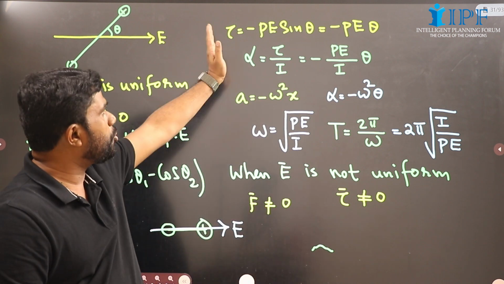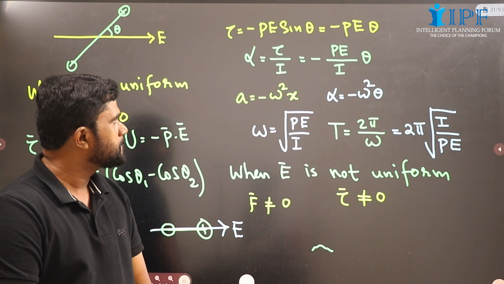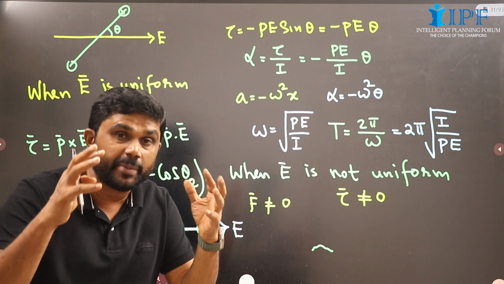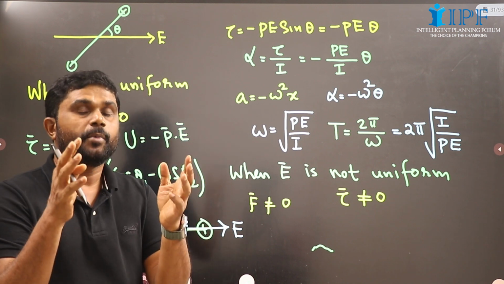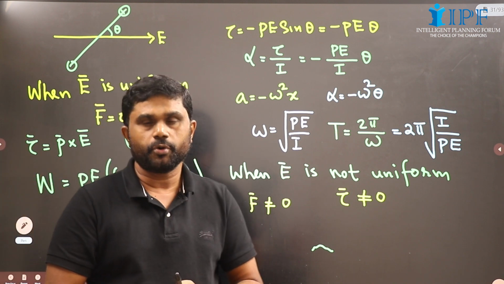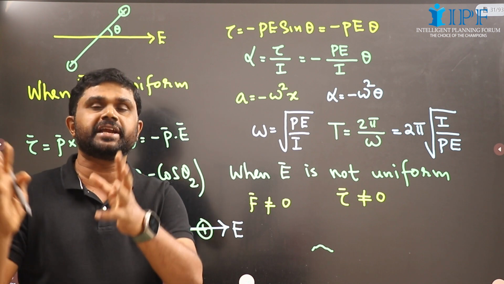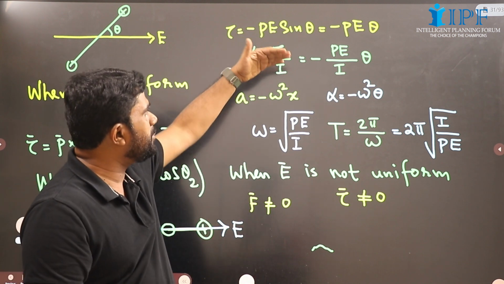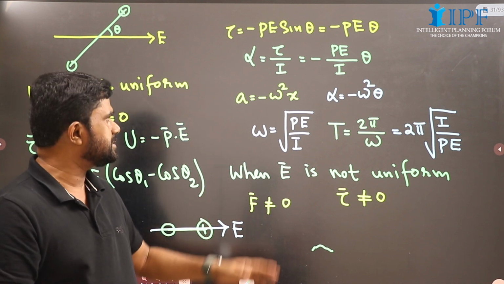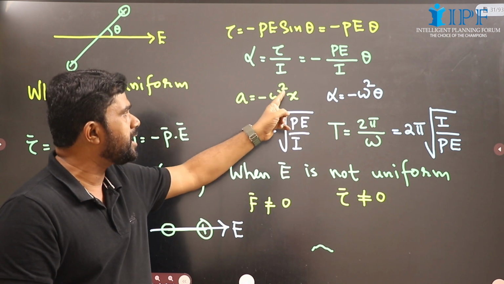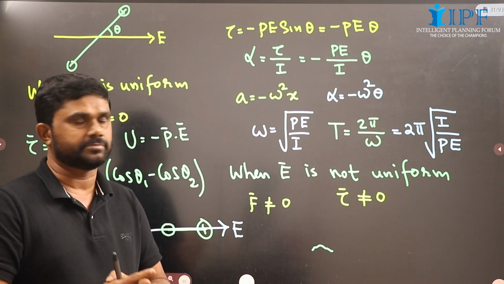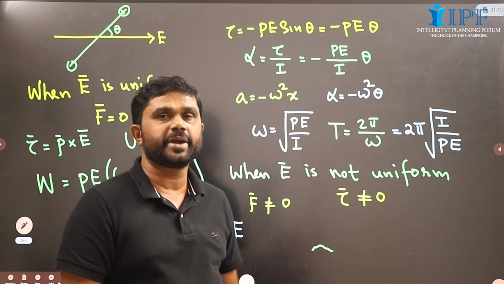Okay, so I'll get torque tau equal to minus p theta. When this torque is divided by the moment of inertia, where moment of inertia is analogous to mass in linear mechanics and torque is analogous to force, torque divided by moment of inertia will give you the angular acceleration. In linear SHM, linear acceleration is minus omega square times linear displacement. The corresponding relation in angular SHM, that is angular acceleration, is minus omega square theta.